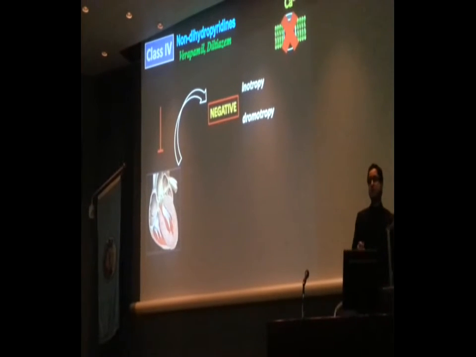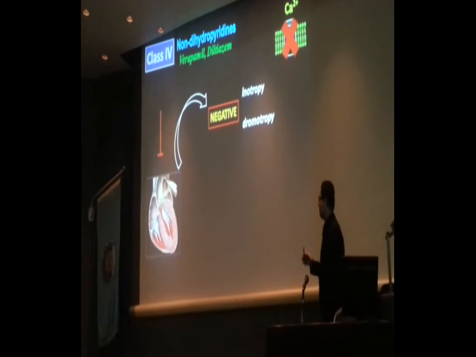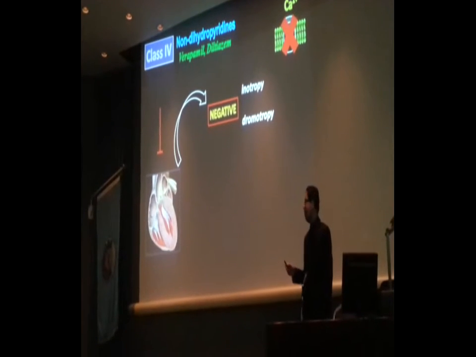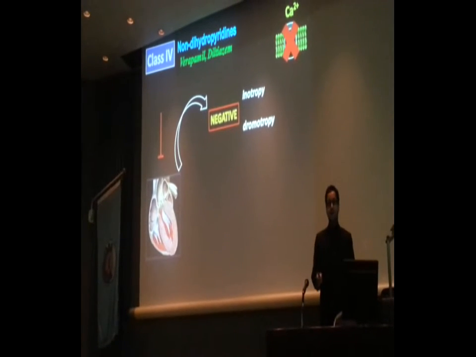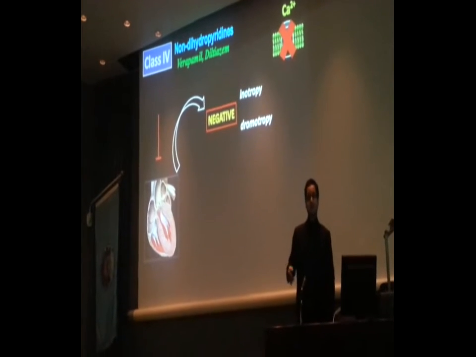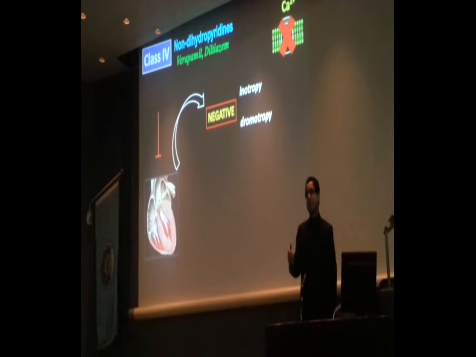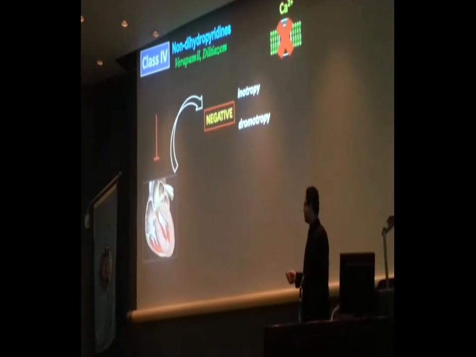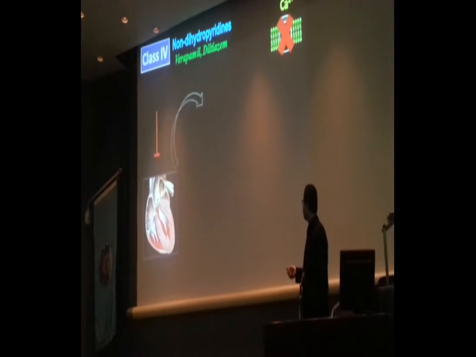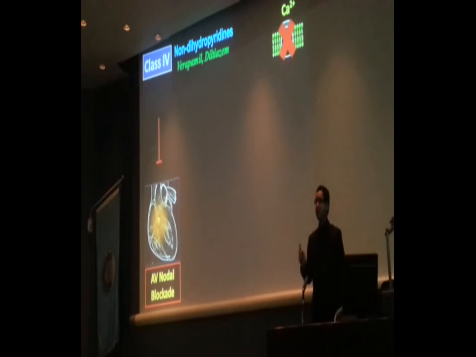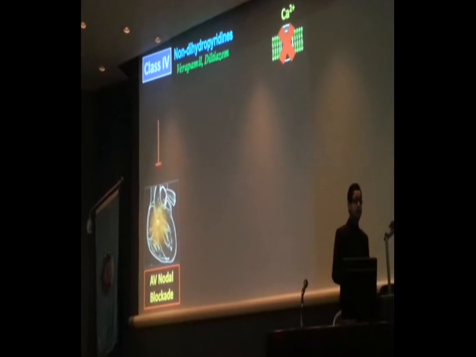And the books say that the major effect of the calcium channel blockers, the non-dihydropyridines, is on the SA and AV node. Let's forget about the SA node because it has many other factors that control its function. But let's look at the AV node. And calcium channel blockers produce a major inhibitory effect or blockade on the AV node.